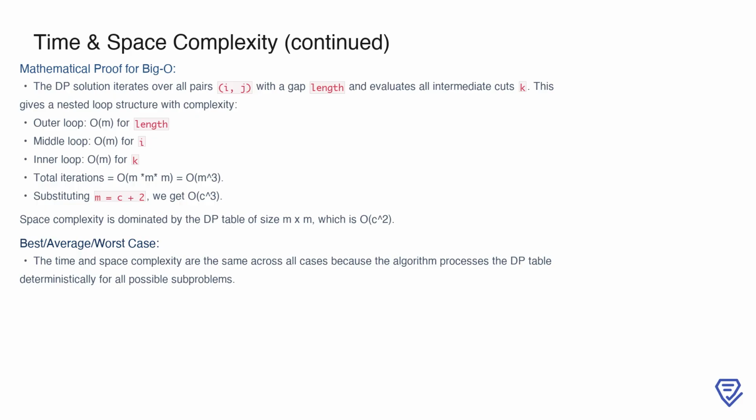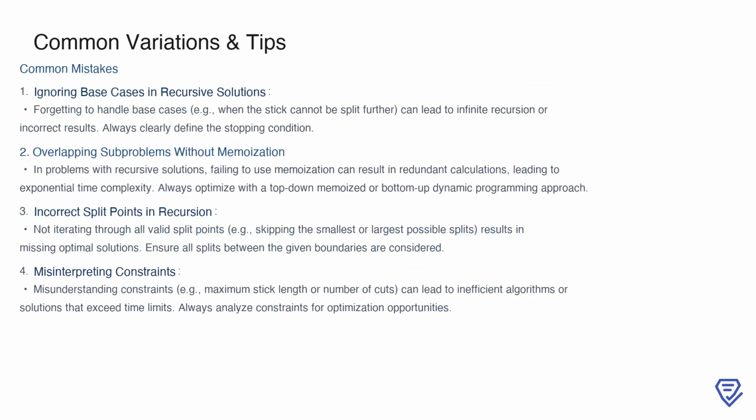Similarly, the space complexity is dominated by the DP table, which has m×m entries, leading to c squared. Since the algorithm iterates deterministically through all subproblems, the time and space complexities remain consistent across best, average, and worst-case scenarios, ensuring predictable performance. When solving this problem, there are a few common mistakes to watch out for.